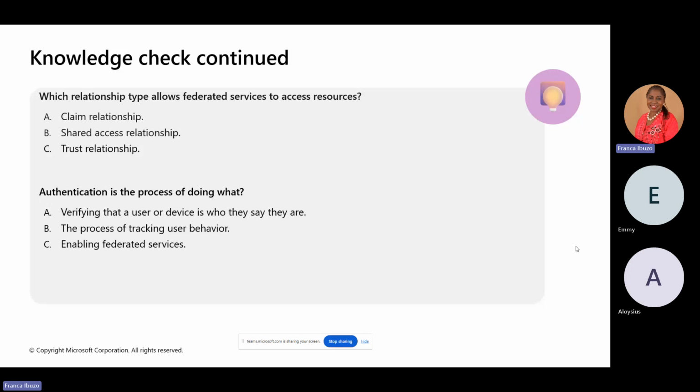Then the last one, who wants to go? Emma, you want to take it? Authentication is the process of doing what, Emma? Verifying that a user or device is who they say they are. Exactly. That's A. Emma, do you agree with me? Yeah, I agree with you. The answer is A. Verifying that a user or device is who they say they are. Exactly. Correct.